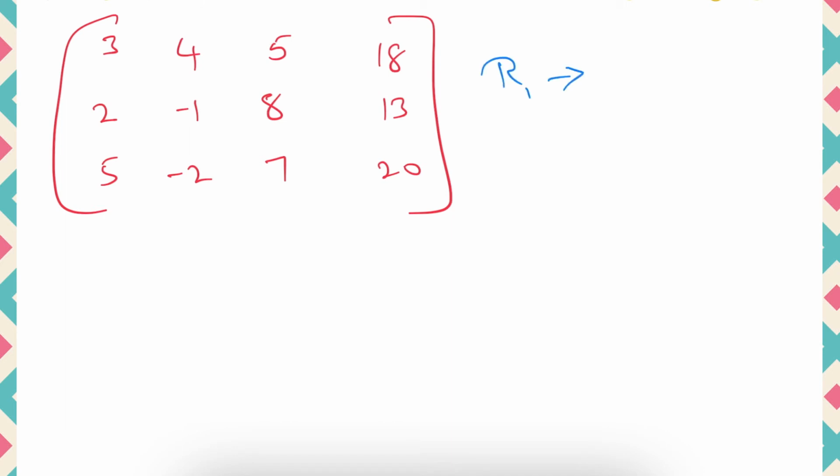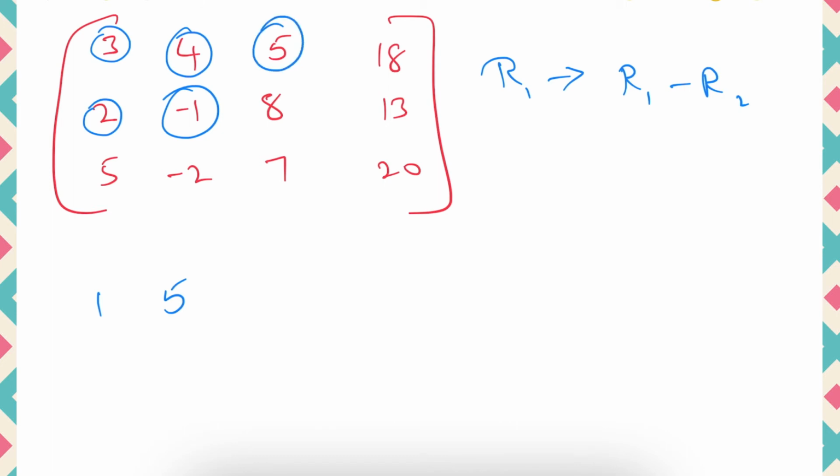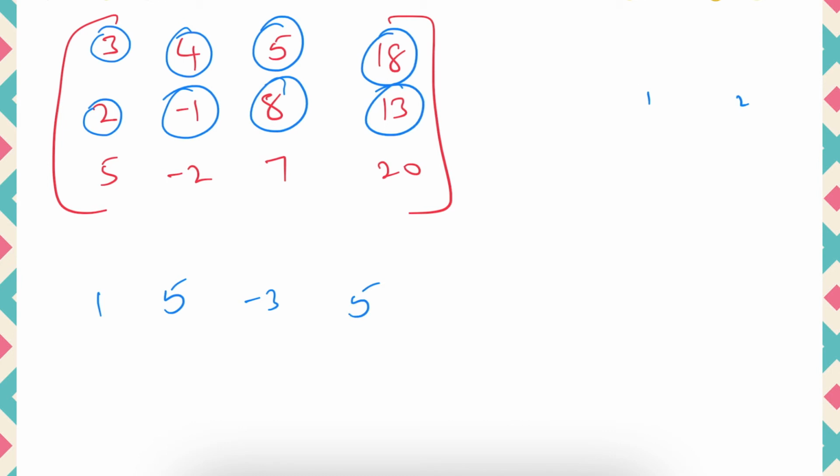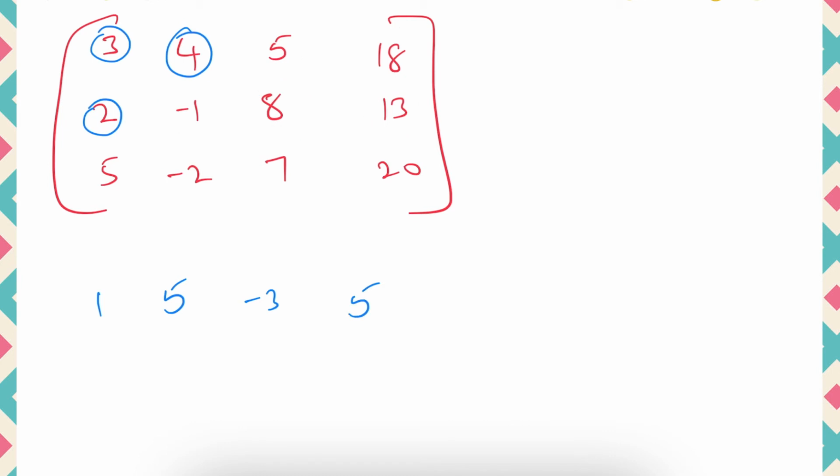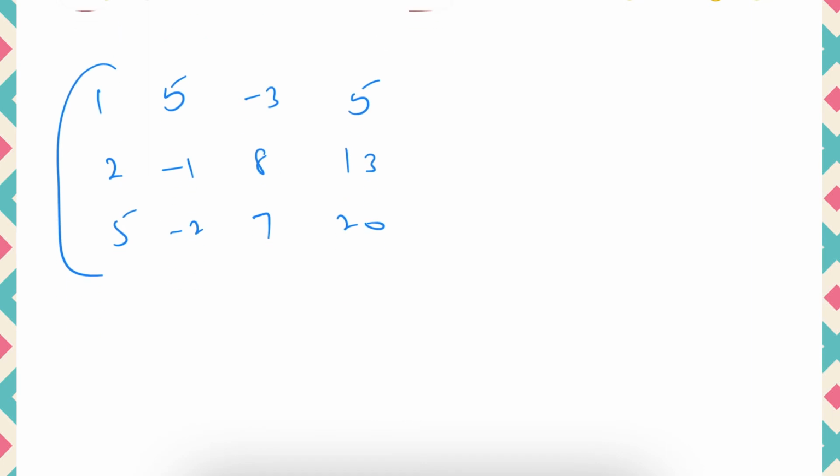Okay, so for that what I will do is change row 1 to R1 minus R2. Because if I do 3 minus 2, I will remain with 1 here, because I want 1 only in the beginning. So now row 1 we are changing, right? So 3 minus 2 is 1, 4 minus of minus 1 is 4 plus 1, 5, 5 minus 8 is minus 3, 18 minus 13 is 5. Next, second row and third row I am writing as it is, that is 2, minus 1, 8, 13, and 5, minus 2, 7, 20.